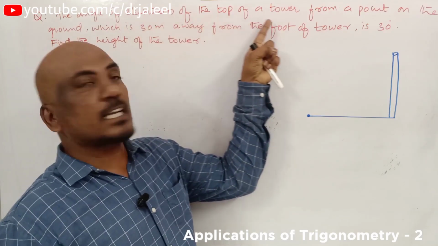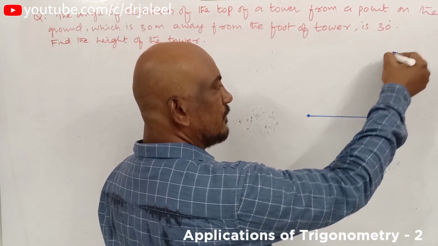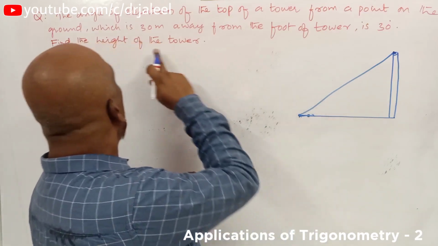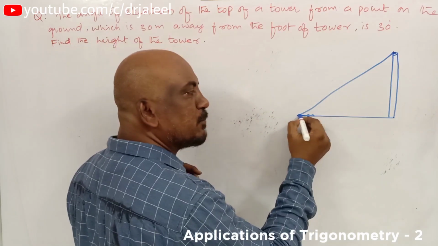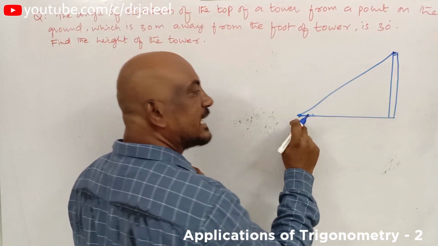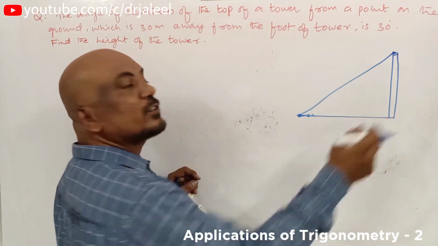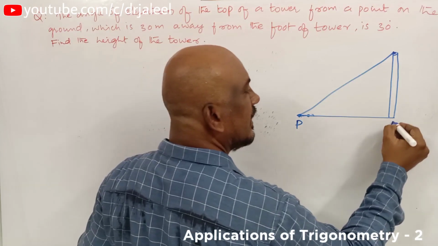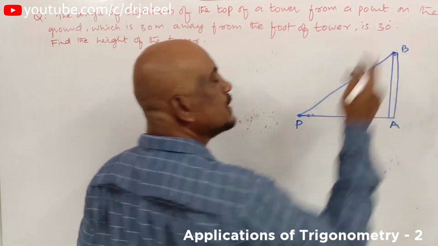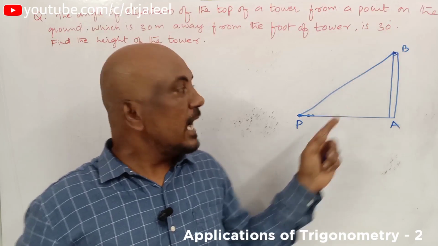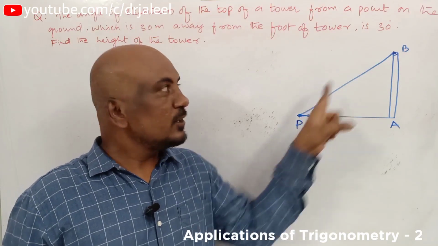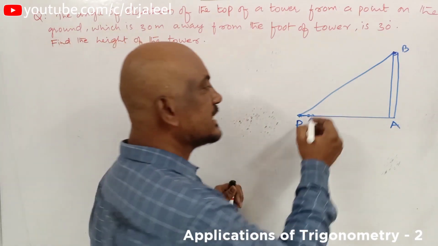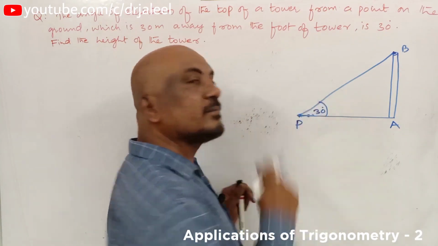The angle of elevation of the top of the tower from a point, so let us take this as a point now, from a point on the ground which is 30 meters away. This point is how many meters? 30 meters away from the foot of the tower. So let us take this as P and this is A, this is B. So children, here AB is the tower and from a point, the top of the tower is making how much? 30 degrees of angle of elevation.